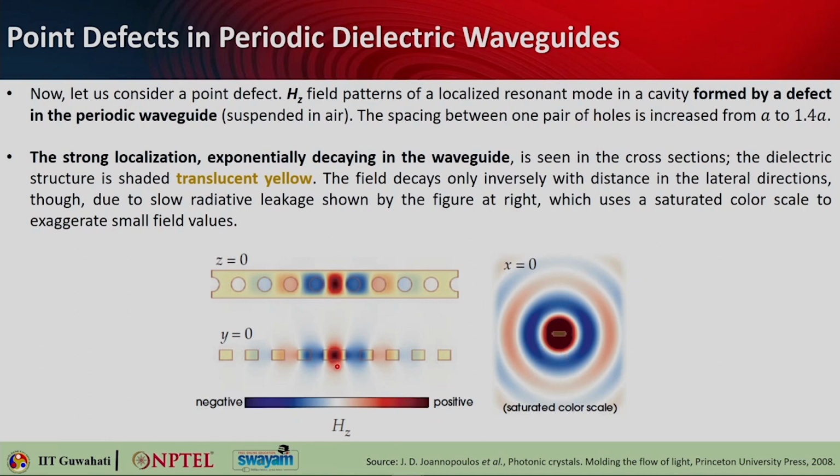The dielectric structure is shown in this yellow pattern that you have already seen. The field decays only inversely with the distance in the lateral dimension. So, the field decay is shown here. You can also see it this way, that the field strength is decaying, and this is because of the slow radiative leakage. And that is true, because there is a defect, the field is getting confined, but outside that it will decay.